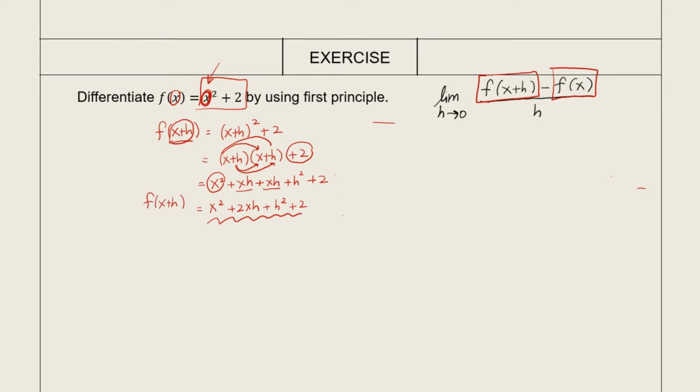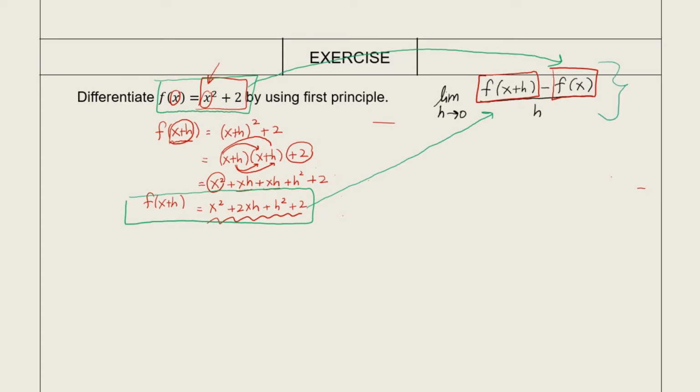So how do you get your f(x plus h)? By substituting the x that you have in your equation here with x plus h. So now you already have your f(x) and your f(x plus h) to put inside the formula here. What is this formula? This is the first principle of differentiation. So now we can use this formula.